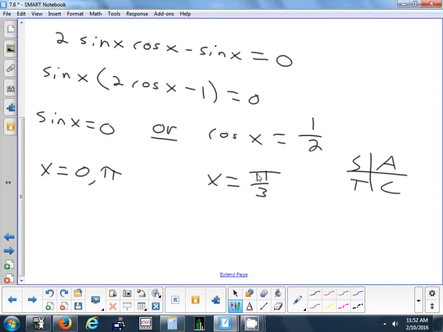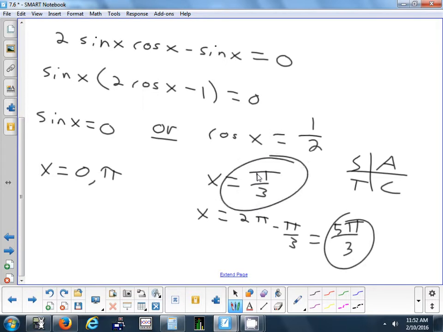I'm looking for where cosine is positive. What's my other answer? Fourth quadrant. I think we did this earlier. 5 pi over 3. Good. And let's see, the book says 0, pi over 3, 5 pi over 3. Yep, we got them all.